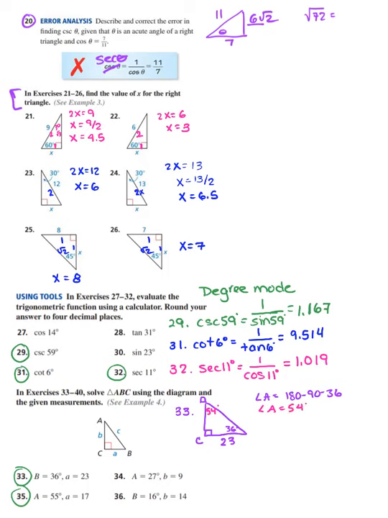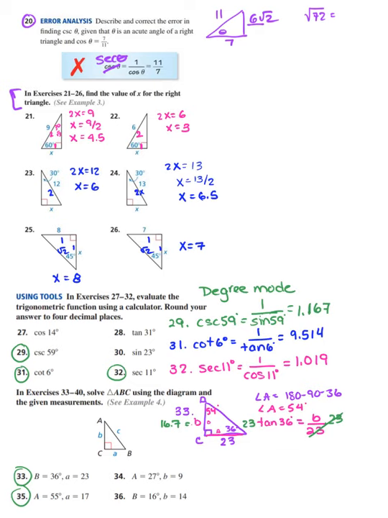Now to solve for B, that is the opposite, and we know the adjacent, which is tangent. So I know that the tangent of 36 degrees is the opposite over the adjacent. So that allows me to multiply both sides by 23. And then we go to our calculator. 23 times tangent 36 is 16.7.